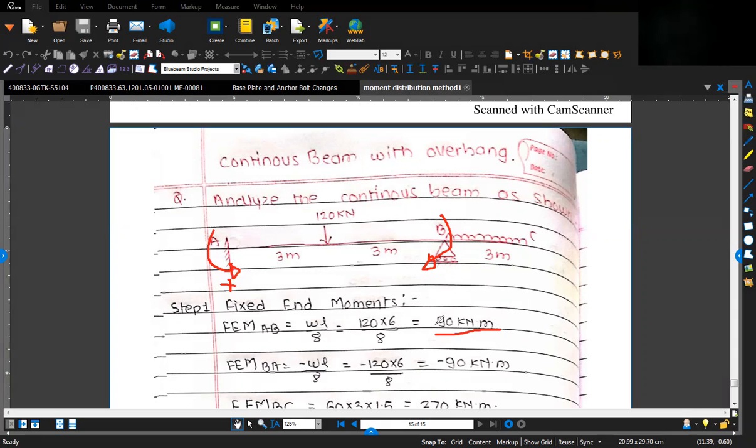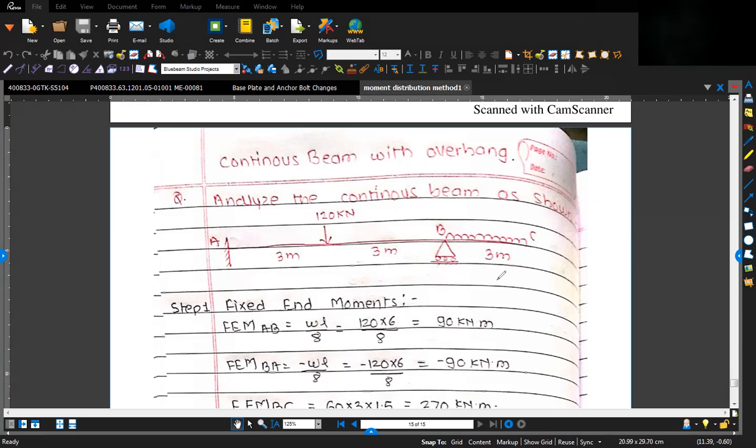So in the whole of unit 1 and unit 2, we are assuming clockwise as negative and anti-clockwise moments as positive. The BA moment is clockwise, so it is considered negative. You can consider vice versa, clockwise positive and anti-clockwise negative, according to your convenience, but keep the sign convention the same for unit 1 and unit 2 to avoid confusion. So FEMBA is clockwise, that's why minus 90 kilonewton meter.